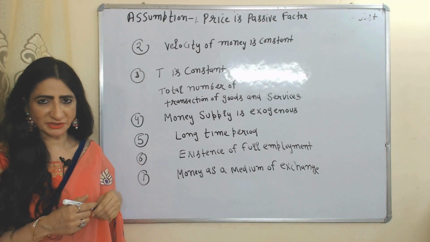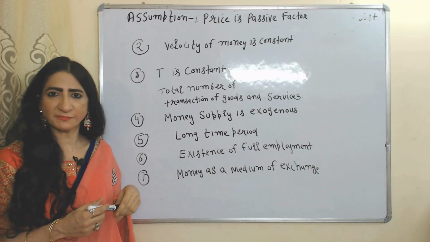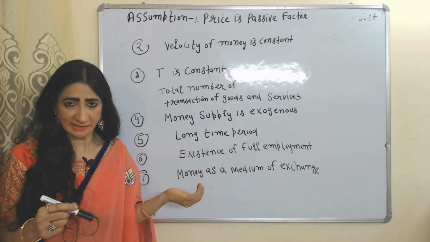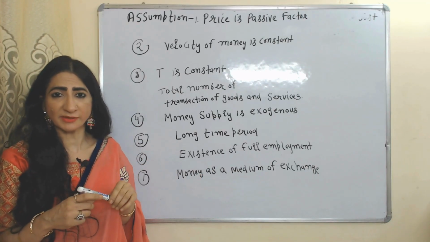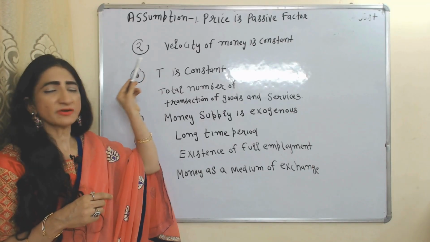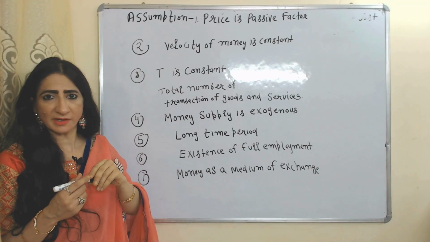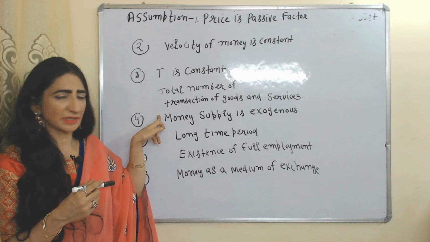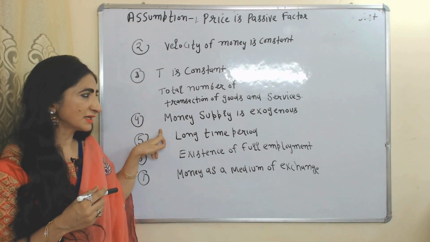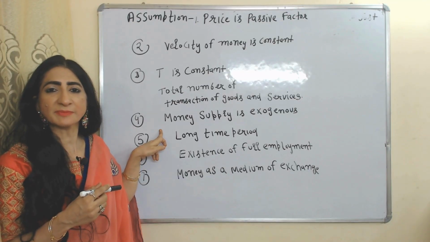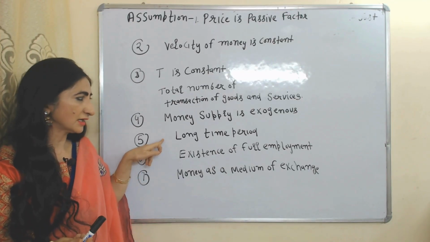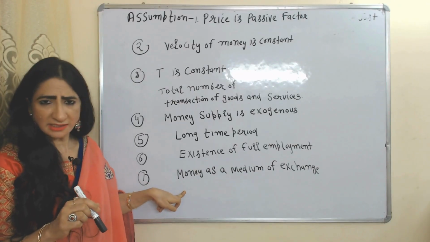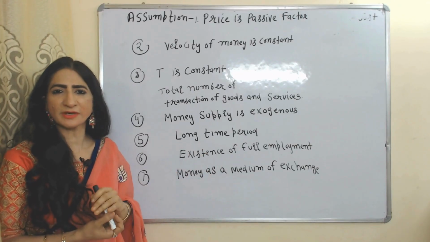Now we will see the assumptions. Price is a passive factor because money supply can affect prices, but prices can't affect money supply. Velocity of money, represented by V, is constant. T is constant, which represents the total number of transactions of goods and services. Money supply is exogenous because it is decided by the monetary authority. It is a long time period theory, with the existence of full employment. This theory assumes money is only a medium of exchange.